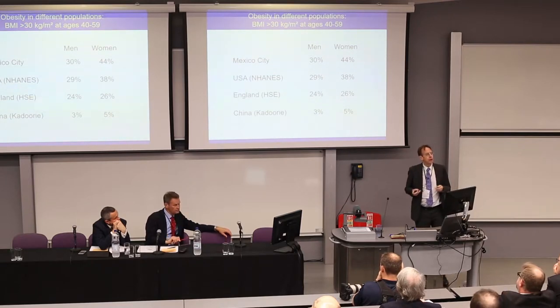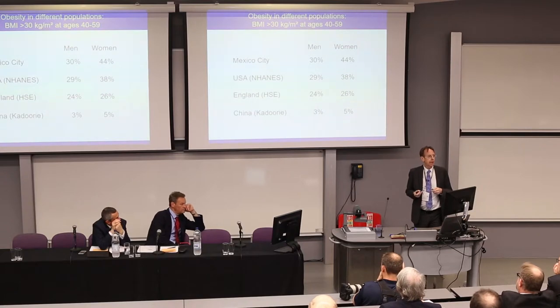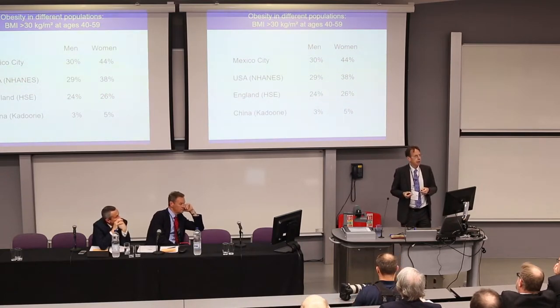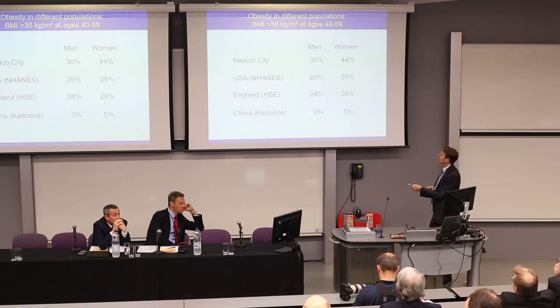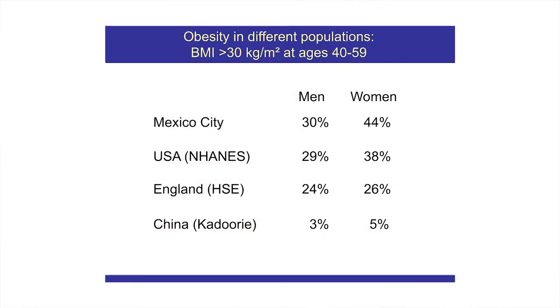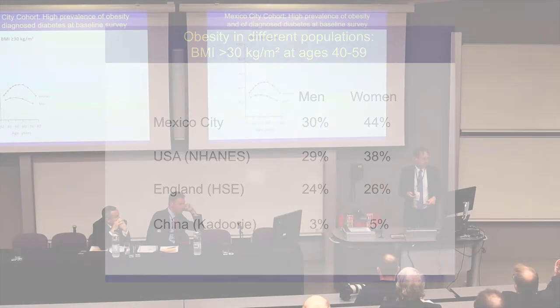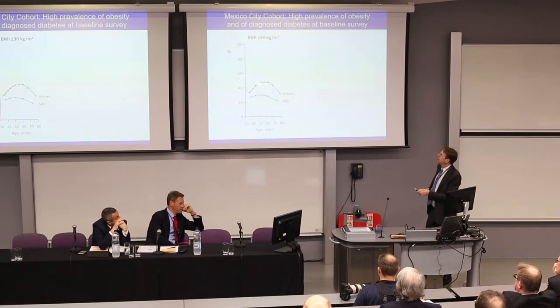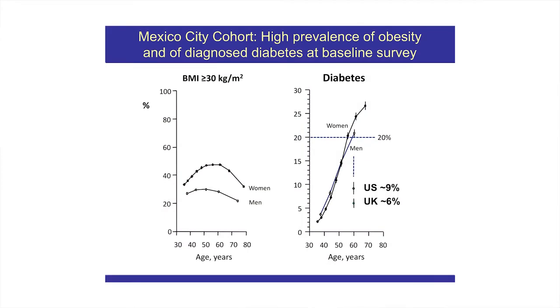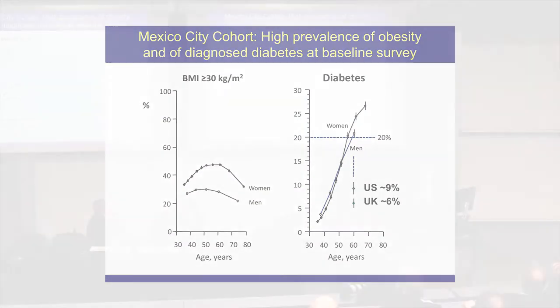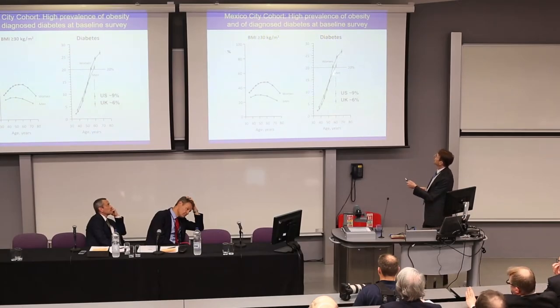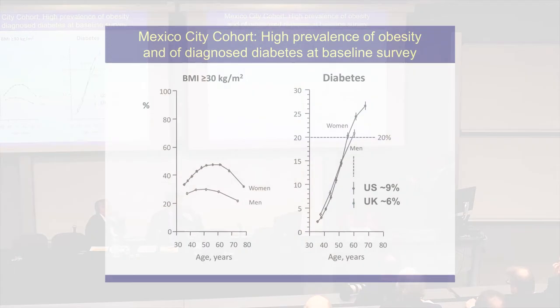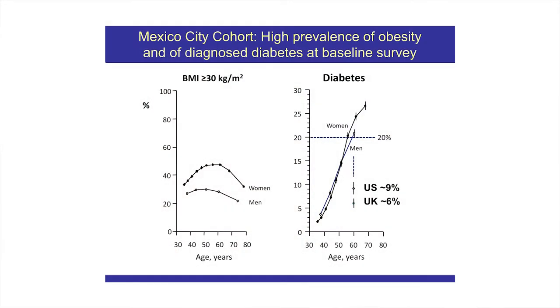Again, we want to look at leanness or not leanness. We need to look at different populations. So if we want to find out where we should be, we go to rural China. If we want to see where we're going to go, we can go to Mexico City. So here's a study that was done with the Mexican Ministry of Health. Here's the BMI in the women and the men in middle age, around 40% or more of women have a BMI over 30. The rates of diabetes compared with the US, massively higher rates of diabetes.